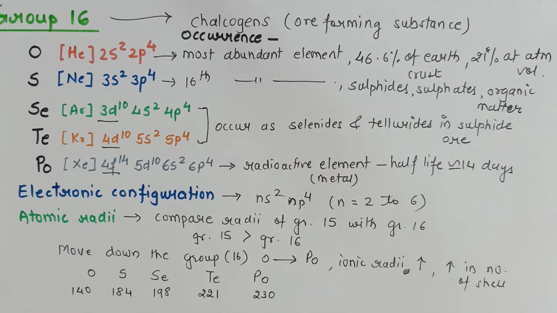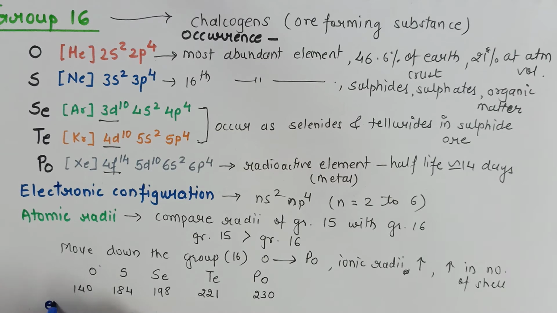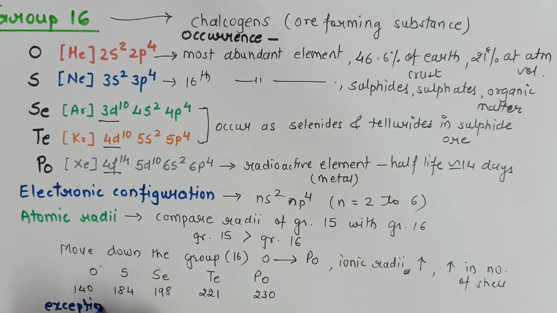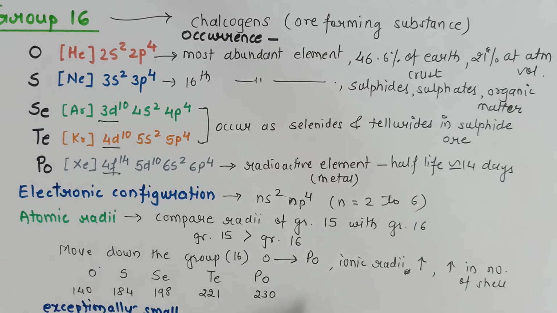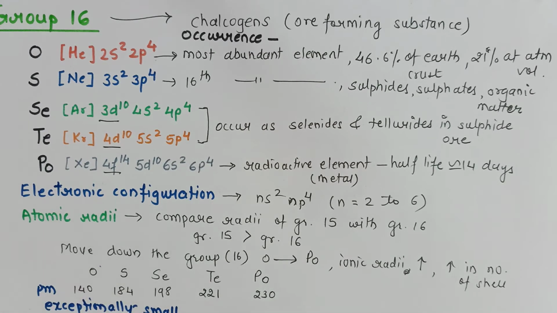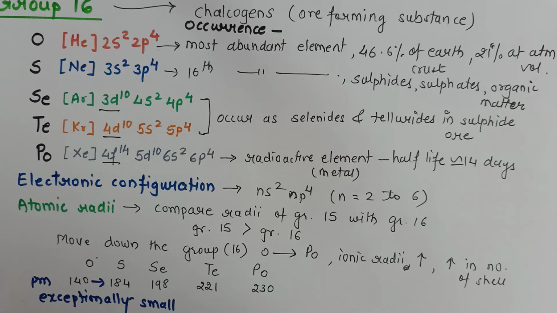So if we look at the data of atomic radii of these group 16 elements, for oxygen we can see it is exceptionally small. These atomic radii are in picometer. So oxygen to sulfur, the atomic radii increases. When we move from sulfur to selenium, atomic radii increases. But now when we are moving forward, the increase in atomic radii is comparatively small.